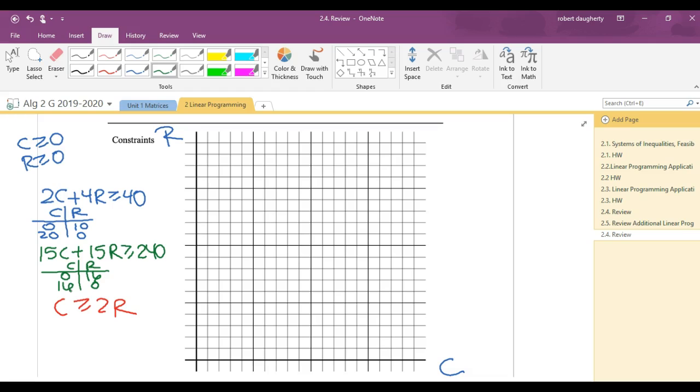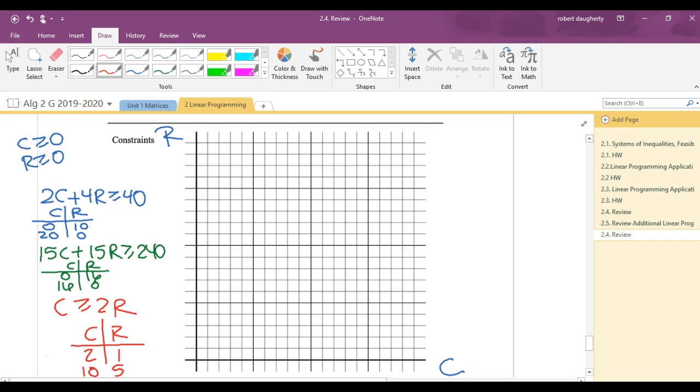And the next one here, this is the line C equals 2R. Well, I can't pick 0, 0. If R is 0, C is 0. So let's pick another couple of points. I've got C and R. Let's just say if R is equal to 1, then C is equal to 2. If R is equal to 5, C is equal to 10. Okay, so we know we've got that line.